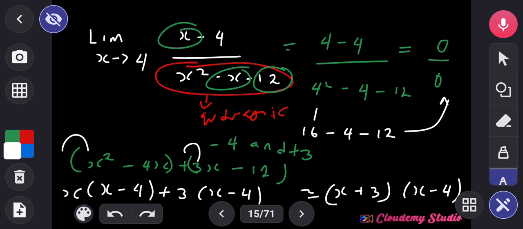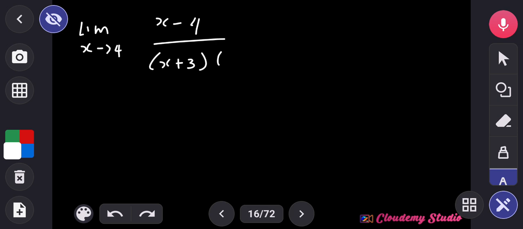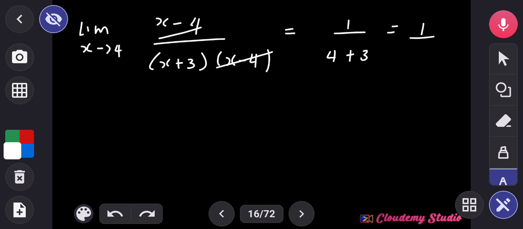Therefore, anywhere we see this particular expression, we are going to replace it with x plus 3, x minus 4, which means our limit of x tends to 4 will now be equal to x minus 4 in the numerator and x plus 3, x minus 4 in the denominator. So x minus 4 is going to cancel out x minus 4, and we are going to be left with 1 divided by 4 plus 3, and that's going to be 1 divided by 7, and that will be our answer for this particular one. So that is how you will look for a way to avoid something that's going to give you 0 at the denominator.